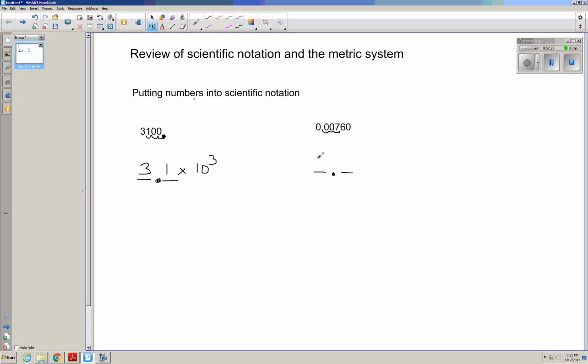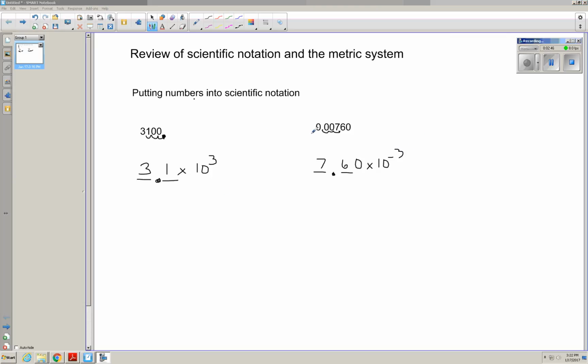So if I do that, I will get 7.6, and then don't forget the 0 that's after this. The 0 is important after a while. 7.60 times 10 to the number of places I moved it. Not the number of zeros, the number of places I moved it. In this case, I moved the decimal 1, 2, 3 places, so it becomes 10 to the minus 3.